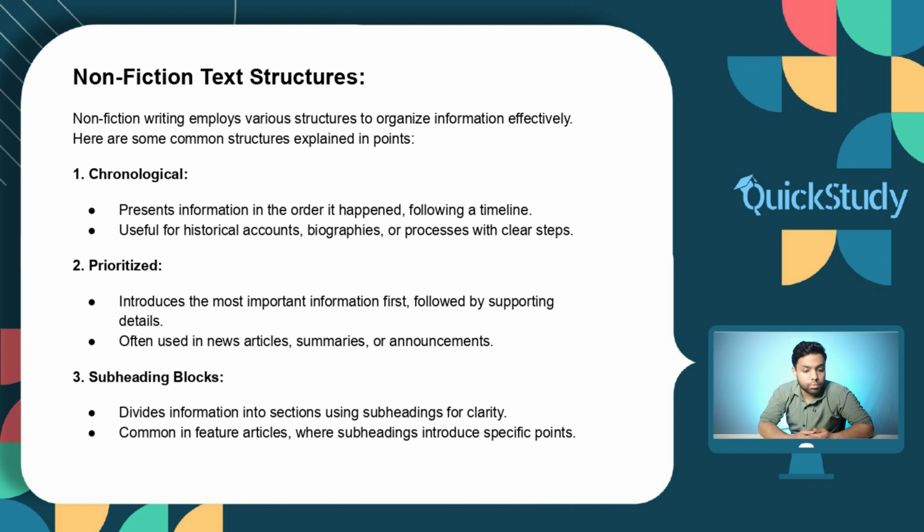Number 2 is prioritized. It introduces the most important information first, followed by supporting details, often used in news articles, summaries, or announcements. So the important information comes first so that the reader is engaged. Number 3, subheading blocks, divides information into sections using subheadings for clarity, common in feature articles where subheadings introduce specific points.